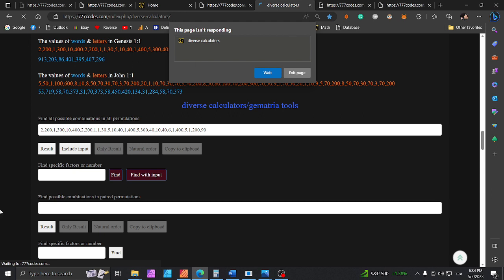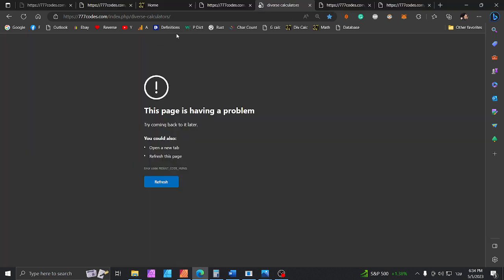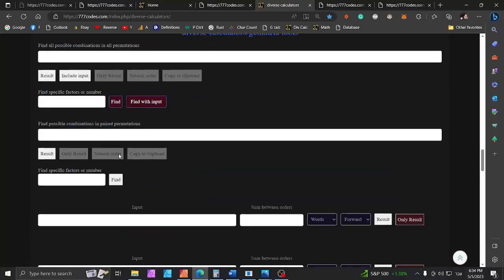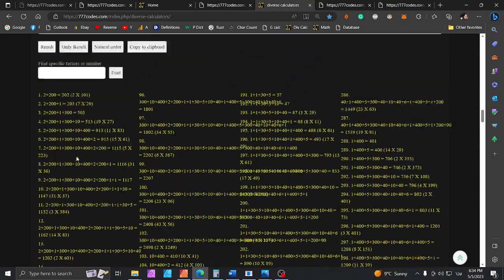And this sometimes happens on this page. It overloads and you have to wait. And there we go. Now you can just go in again. And here we go. All right.